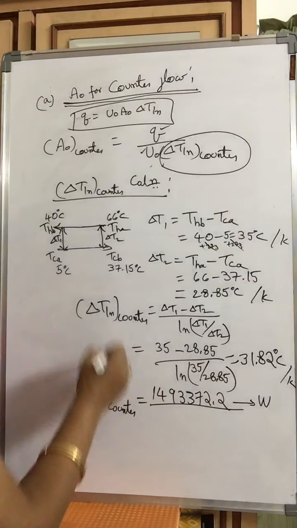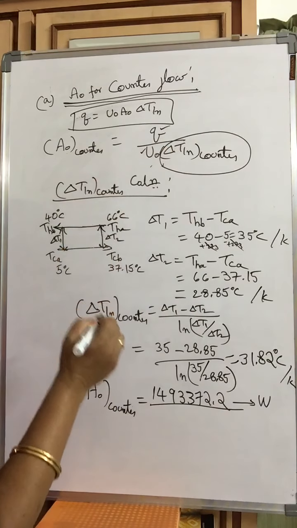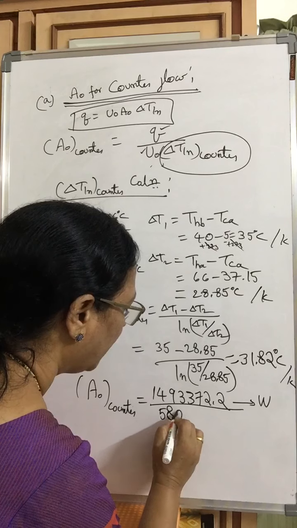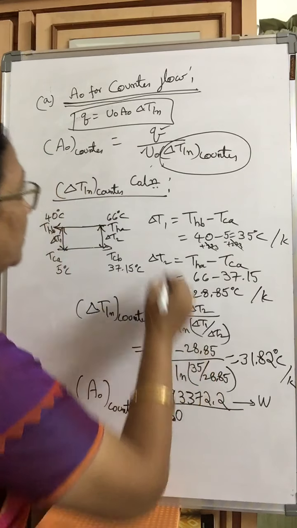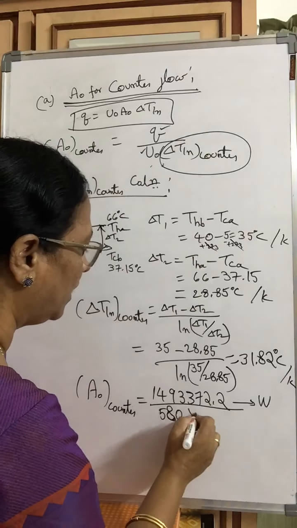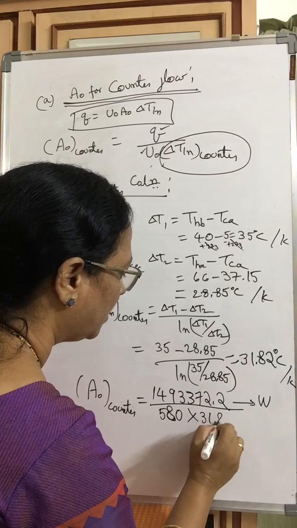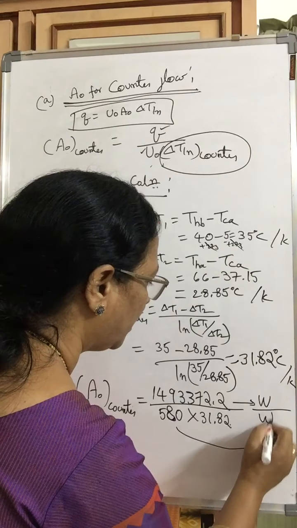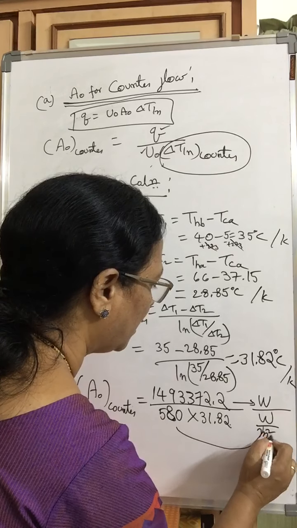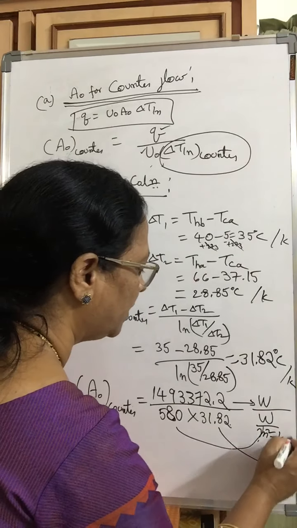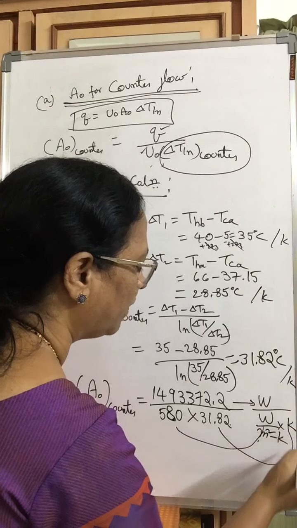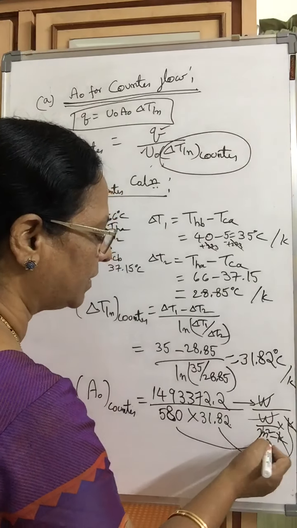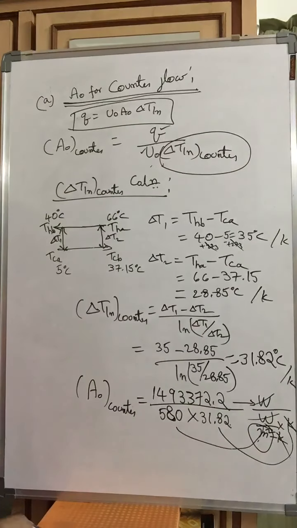Okay. Then U naught is 580, 580 into U naught into delta T ln 31.82. Okay. This is in what? Watts per meter square Kelvin. This one. And this one is into Kelvin here. Okay. So Kelvin gets cancelled. Watts get cancelled. You will have meter square.